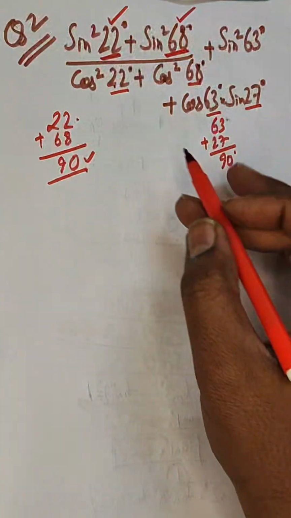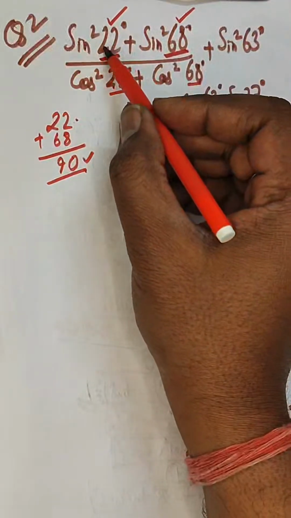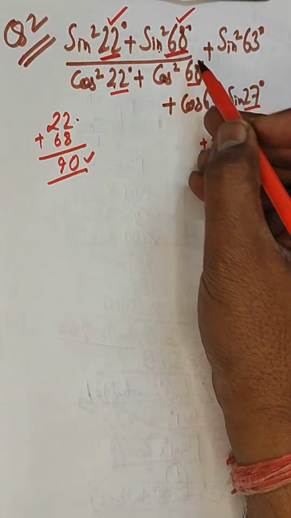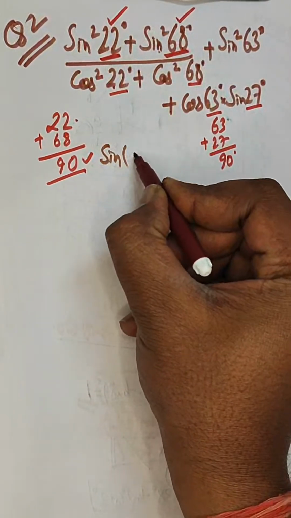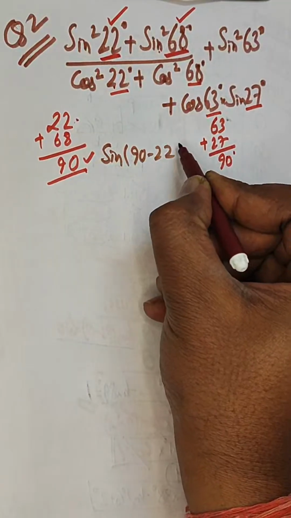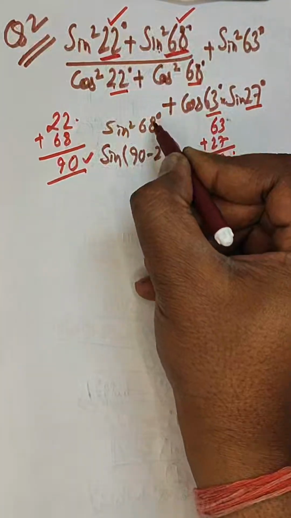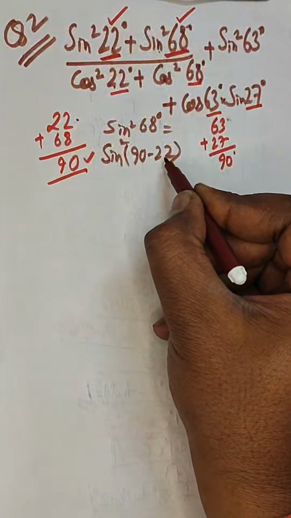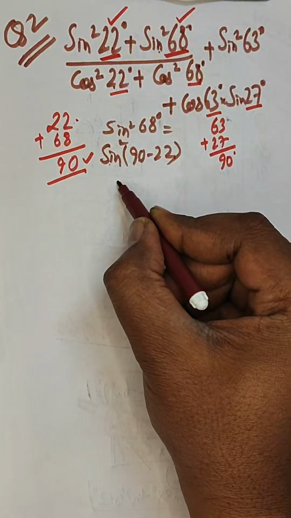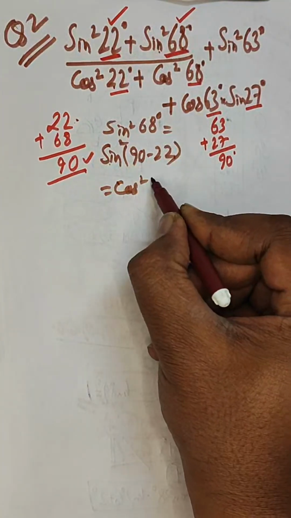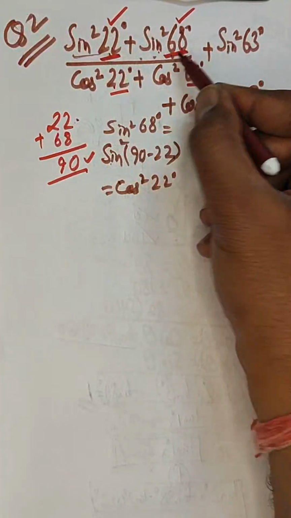My dear friends, I'm not going to solve it fully and take that much time, but sine square 22 degree is as it is, and sine 68 can be written as sine of 90 minus 22. So the value of sine square 68 degree is equal to sine square of 90 minus 22. Sine 90 minus theta is cos theta, so it can be written as cos square 22 degree. So sine square 22 plus cos square 22.